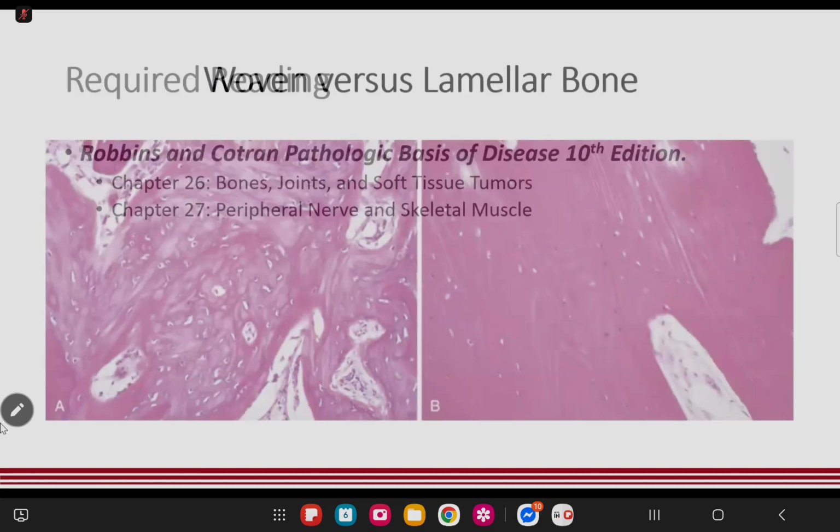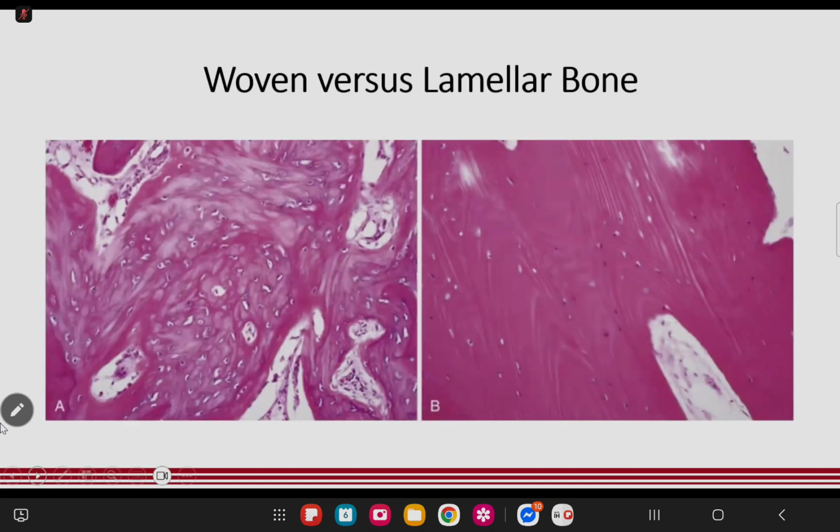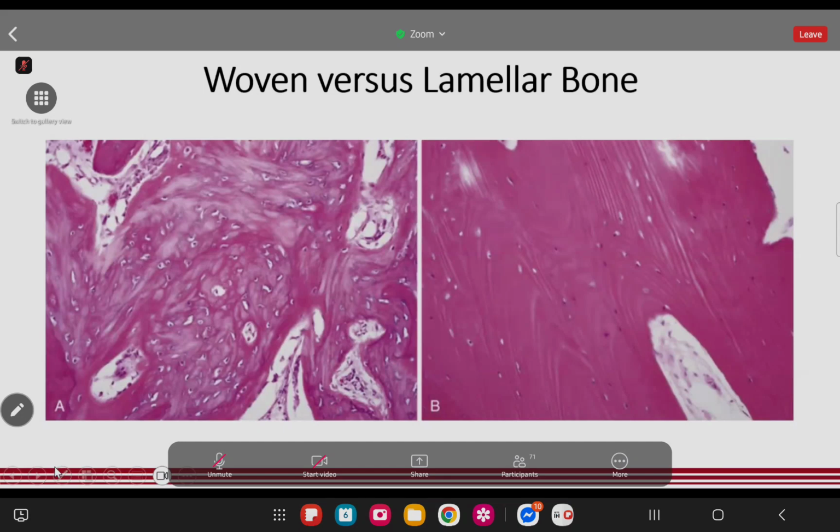So as a formal review, please don't forget your basic histology. Again, what is important is for you to be able to differentiate woven and lamellar bone. Woven bone being the immature form of bone, and lamellar bone is the strong, mature form of bone, wherein you can see your osteocytes as well as the lamellations that characterize your lamellar bone.